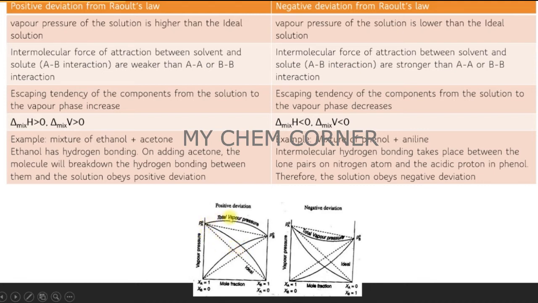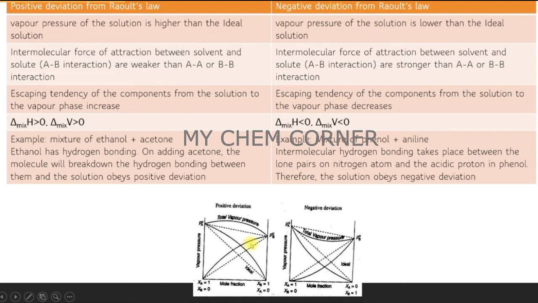In the first graph, if you see the vapor pressure is higher, which means they are having positive deviation. But in the second one, there is a downward curve, which means that it is lower than the ideal solution. Then you call them negative deviation.